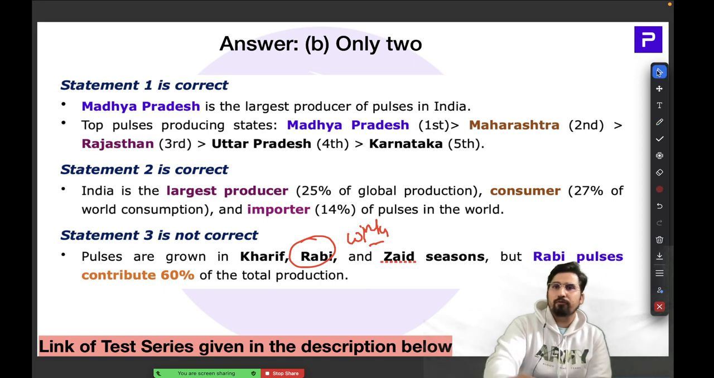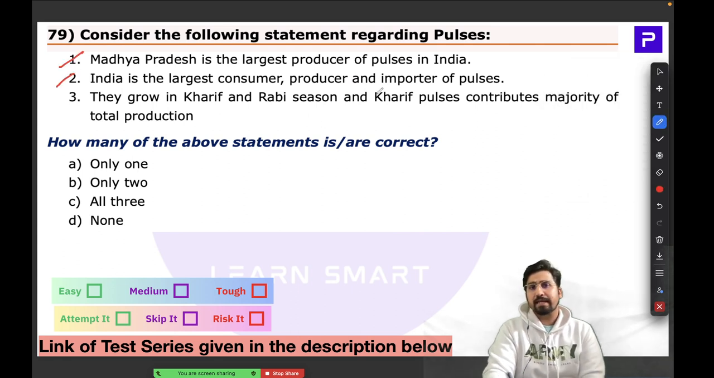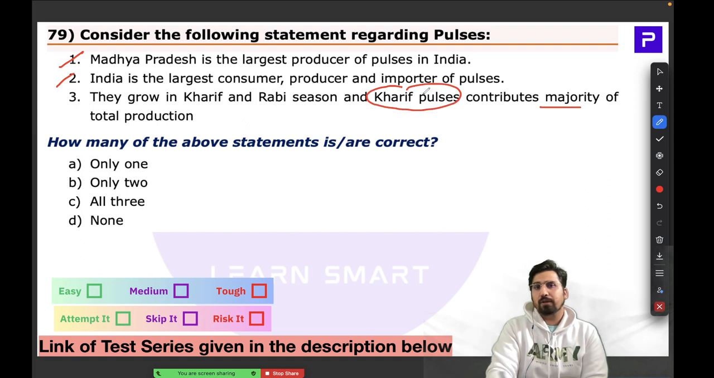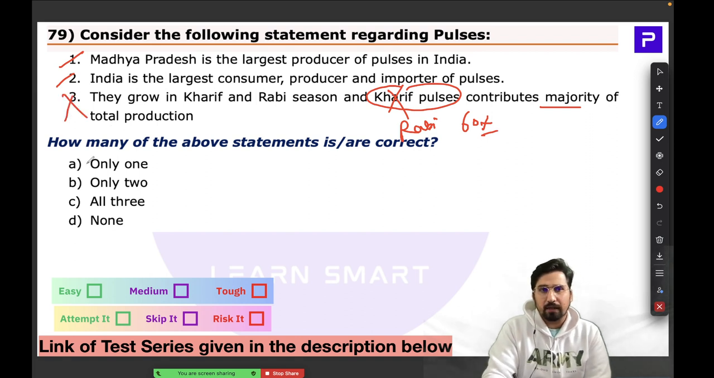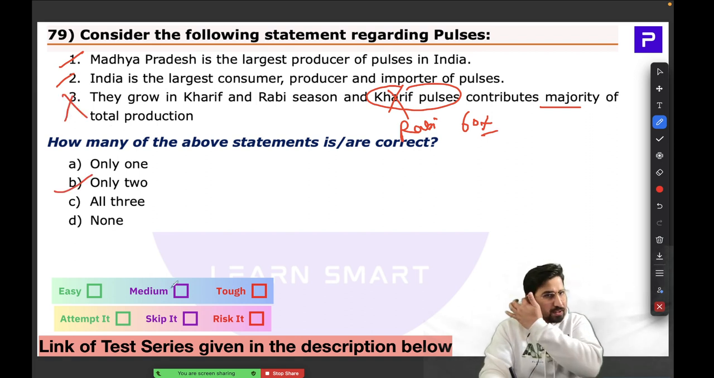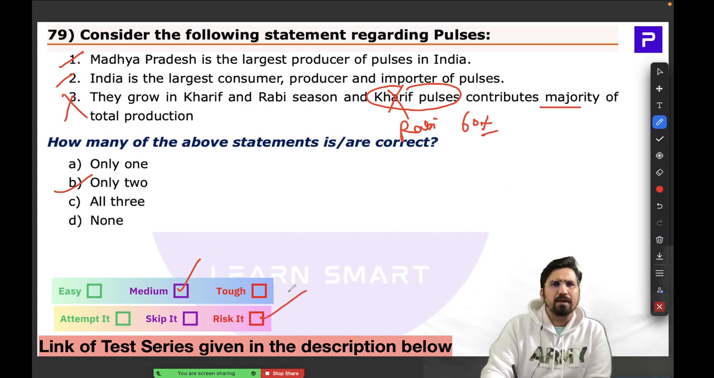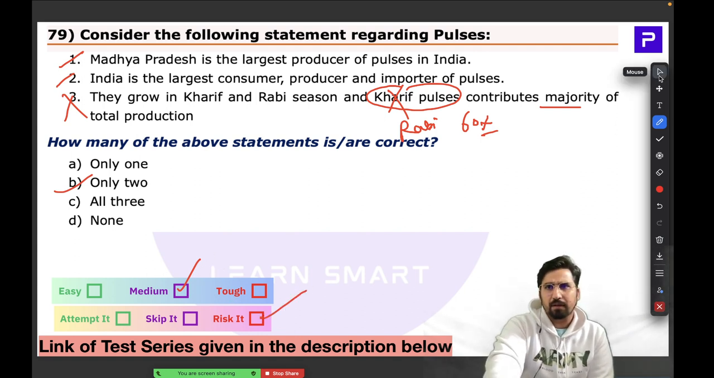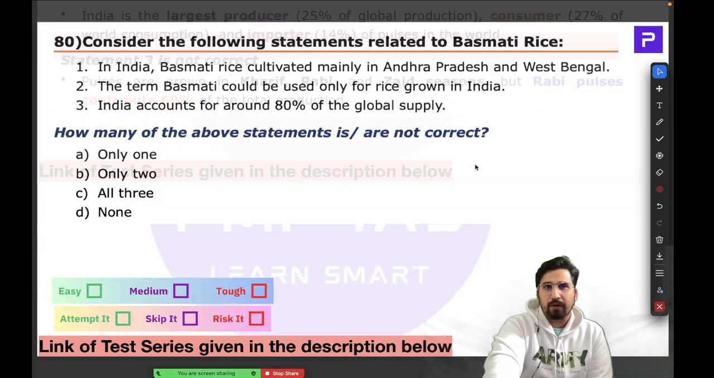Okay. Now, if you look at this, I think the statements are very obvious for you. First and second are correct. The third statement definitely is wrong, because it says the Kharif pulses contribute the majority. No, it is the Rabi pulses contributing 60% of the total production. So clearly not. The answer has to be B. I would say this is a medium one, and I am sure you know some of the answers. So you can still risk this question without any problem. You just have to be a bit more careful. Don't end up going for more negative marking.